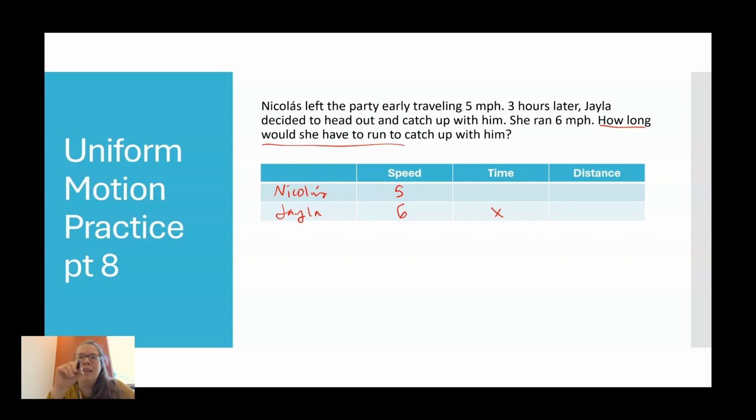I know that Nicholas left the party and then 3 hours later, Jayla came out. So Nicholas has been out there 3 hours longer than Jayla. And if she is catching up to him, that means our distances are equal. They're now at the same location and they left the same party. So now we'll do our speed times time equals distance, 5 times x plus 3 and 6 times x. And we'll set these equal to each other and figure out just how long Jayla has been running to catch up with Nicholas.